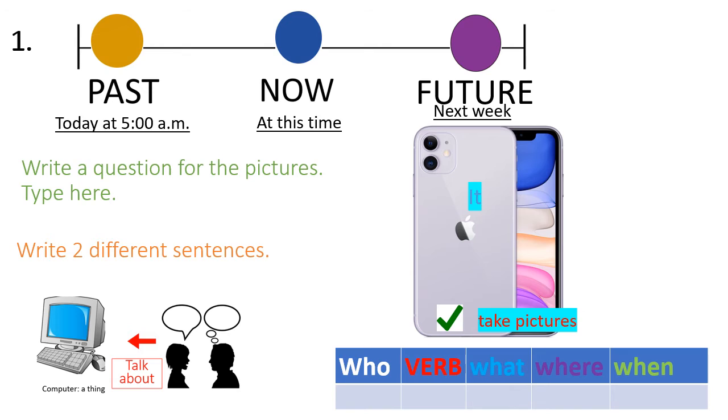So here is your first slide. Look at the picture. We have an iPhone. An iPhone is a thing. We can call an iPhone it in a question. Okay, so you will look at the timeline and look at the picture here. Notice two people are talking about a thing. They are talking about this iPhone. So you will write a question and two different answers or sentences for it.